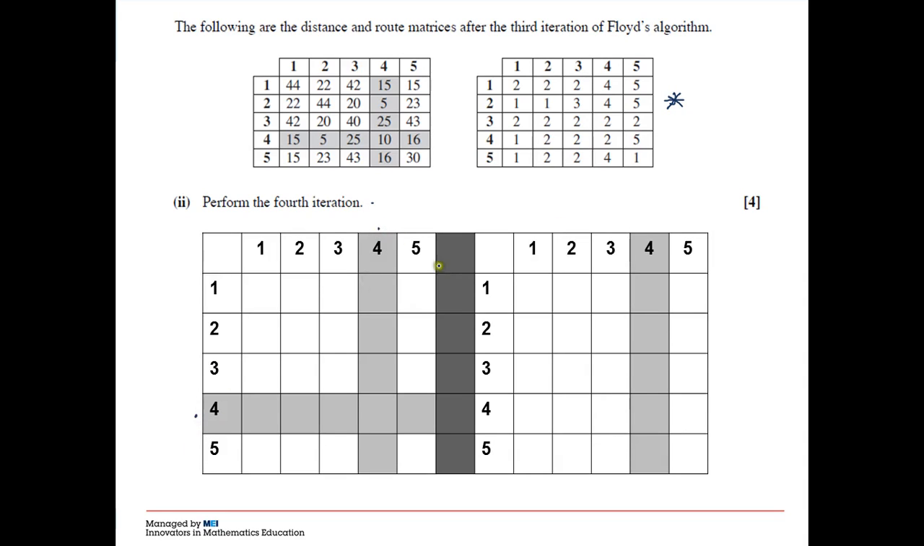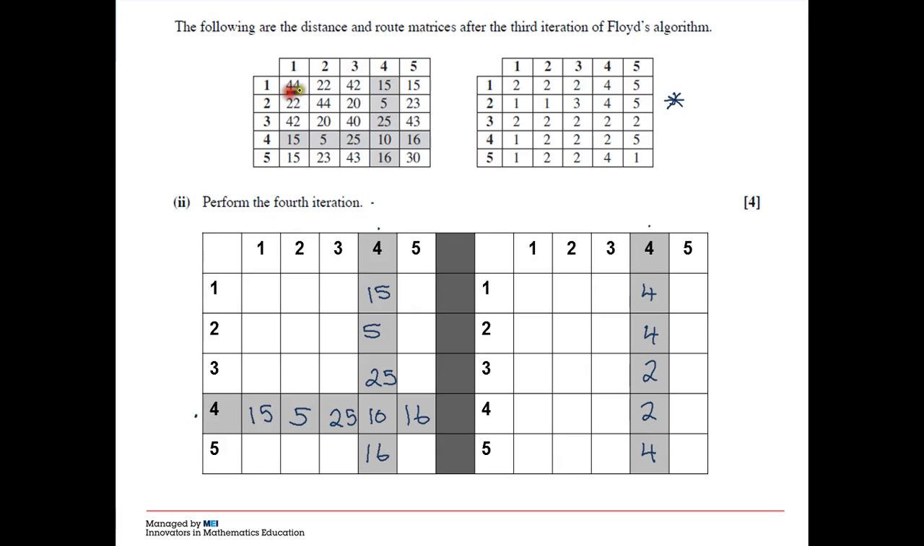So you're working from something that was given to you, and we're doing the 4th iteration, so I've highlighted the row and the column 4 in the distance matrix and the column 4 in the root matrix, because those will not change during this iteration. They are fixed, so I can start off by filling in some values that I know are not going to change during this iteration. Then once I've done that, I need to look at each entry.